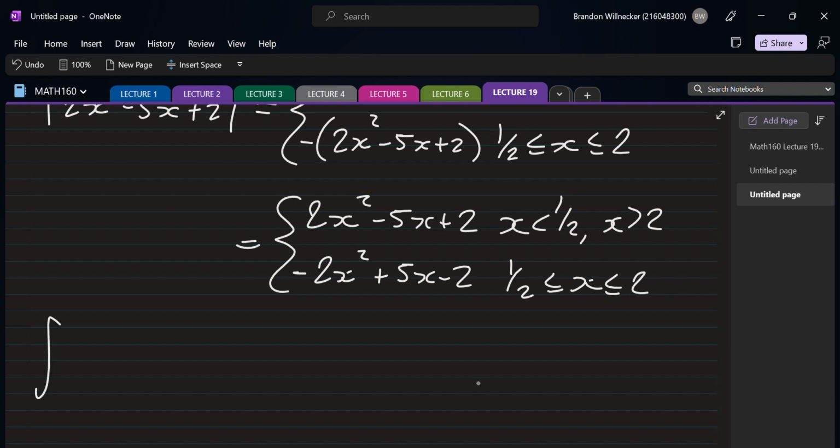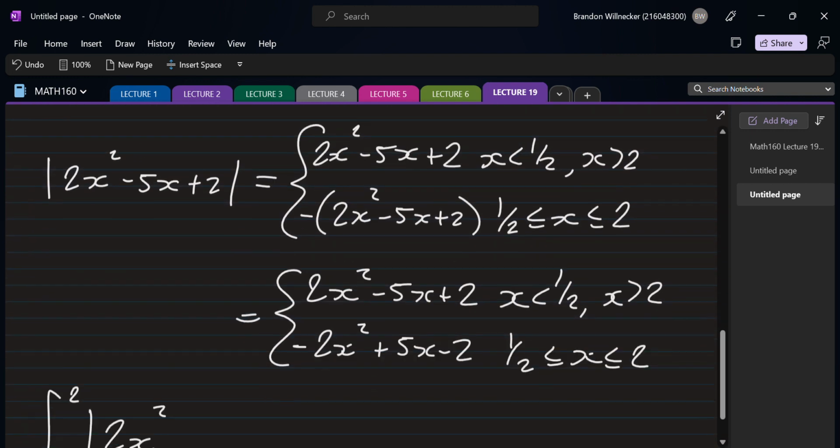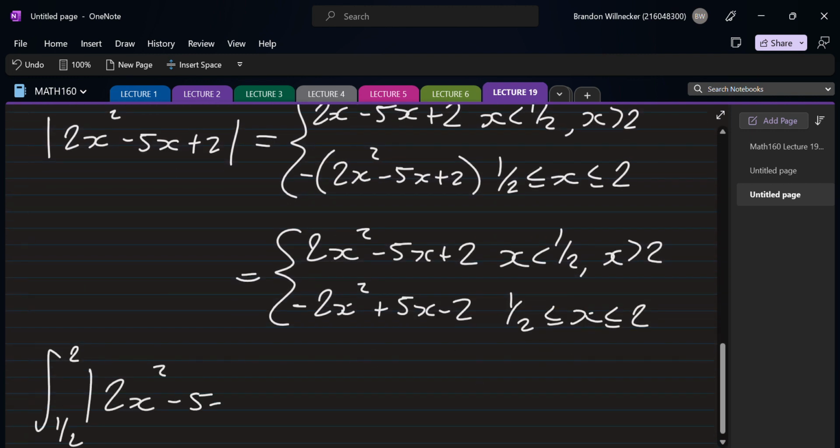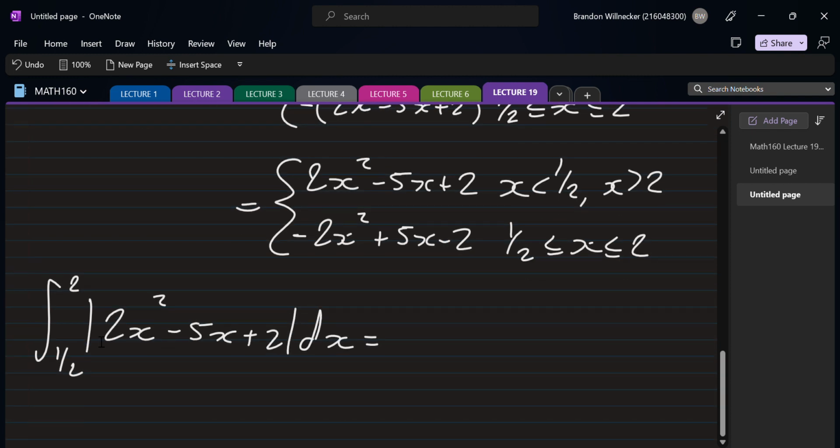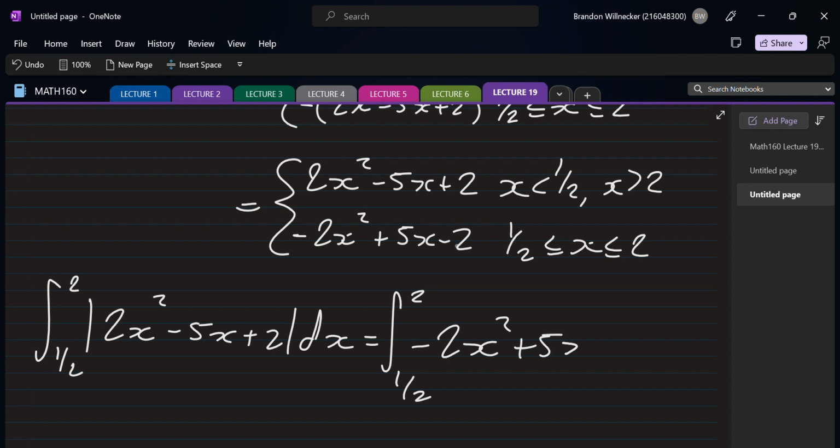So here, it's not so bad because we're going to go from 1/2 to 2. Absolute value of 2x squared minus 5x plus 2. We see that over this integration domain 1/2 to 2, we're only using this bottom part. Okay, so it's quite easy. So this just becomes the integral from 1/2 to 2 of minus 2x squared plus 5x minus 2 dx. Okay, and you'll see you'll get the same answer with that.